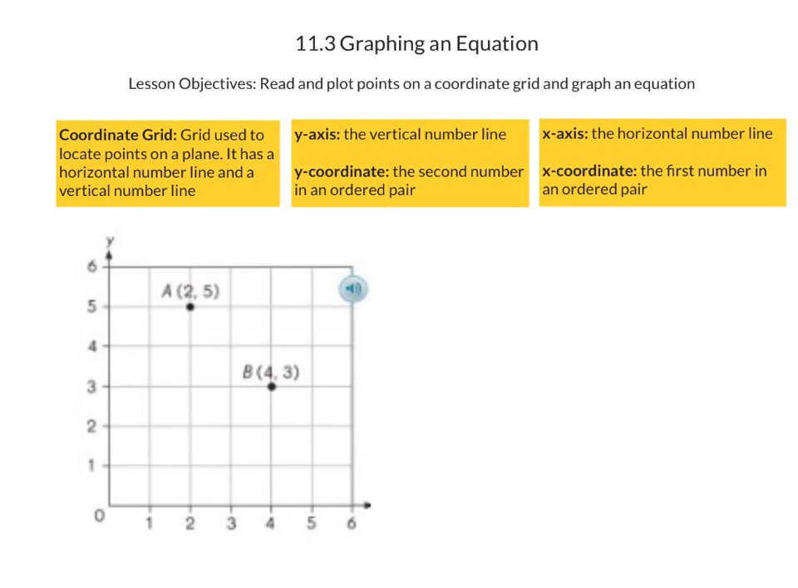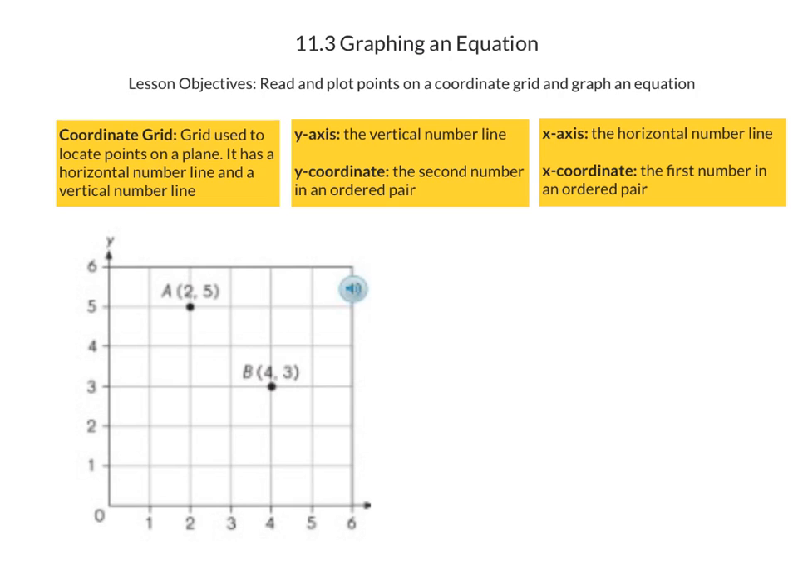In this lesson, we're going to go over 11.3 graphing an equation. Before we start to learn how to graph an equation, we're going to go over some important vocabulary words, and we're going to review how to graph a point on a coordinate grid. So the first word we're going to go over is coordinate grids.